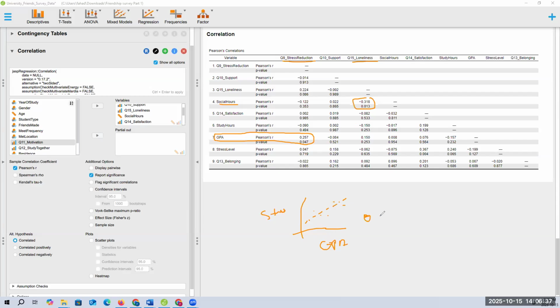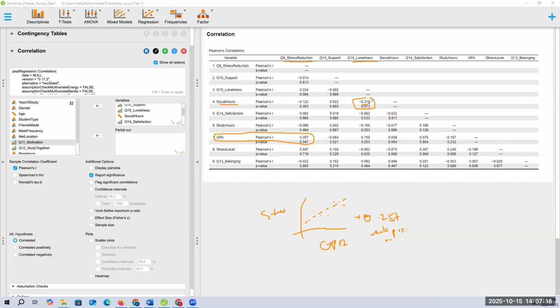So you have a 0.257, which is a positive relationship, but it's a weak positive relationship between GPA and stress, which makes sense. If you are more stressed, you have a higher GPA. But you have to be adequately stressed, so moderately stressed, and then you have higher GPA, which makes sense. Students who have higher GPA usually experience more stress because they're working hard, right? They're studying more.